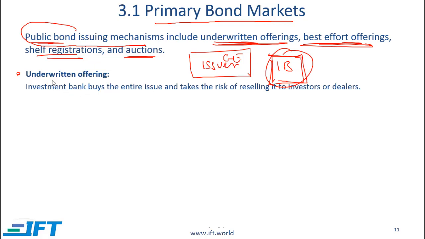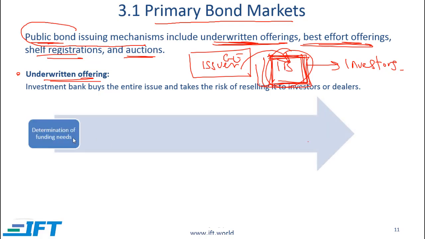With an underwritten offering, the investment bank effectively buys the bonds from General Electric at a certain price, and then the investment bank is responsible for selling those bonds to investors. Effectively, the investment bank has taken the risk. If the investment bank can sell the bonds to investors at a relatively high price, then the investment bank makes money. If it cannot, then the investment bank loses money. So you can see that the risk has been transferred from General Electric to Goldman Sachs.